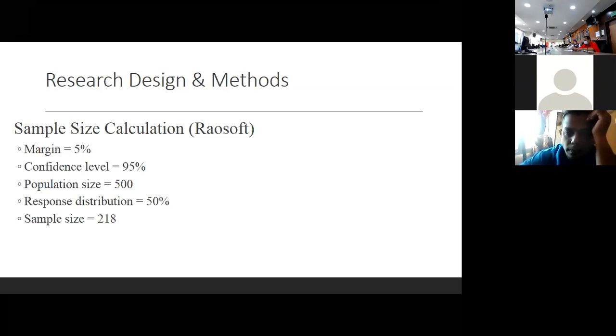Dan respon distribution saya ambil 50%. So sample size saya dapat adalah 218. Yang 218 ni saya akan bahagikan kepada semua hospital yang saya buat tu. Bukannya satu hospital dapat 200, saya akan nisbahkan bersama dengan bilangan radiografer dan bilangan mesin treatment yang ada.